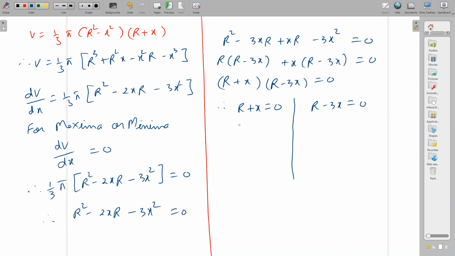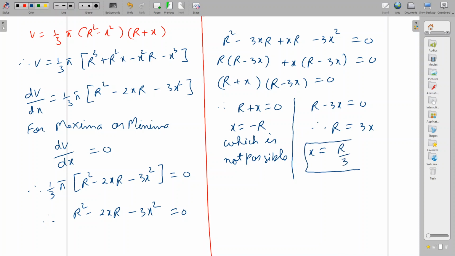So this will give us x equal to minus r. So x means the distance from the center of the sphere to the base of the cone. So that is not possible. Therefore, what we will have is r equal to 3x, or x equal to r by 3. So we are getting x equal to r by 3.